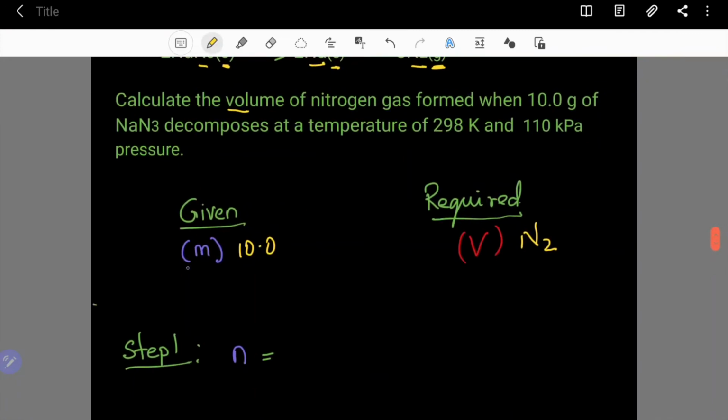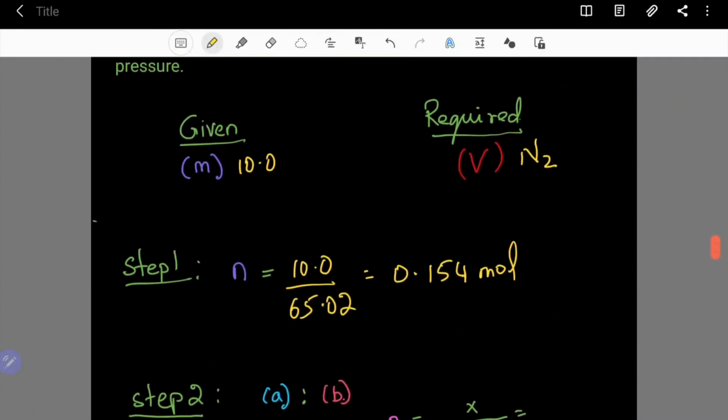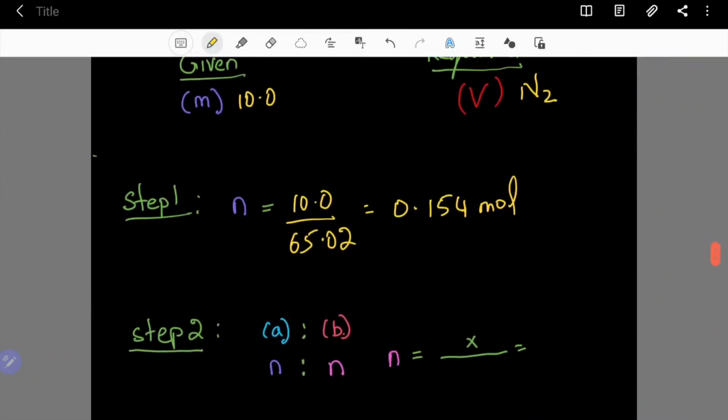Now, the first step would be to convert the given quantity into amount in moles. So that would be 10 divided by the molar mass of sodium azide, which is 65.02, and you have 0.154 moles. Now this is rounded to 3 decimal places. Now in the workbook, answers to some intermediate steps are rounded, but it will make little or no difference in the final answer.